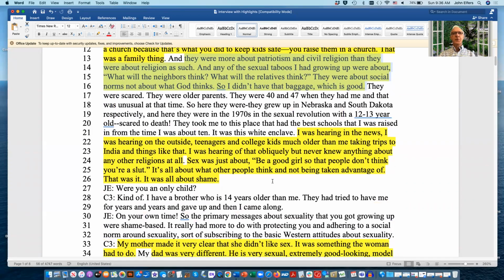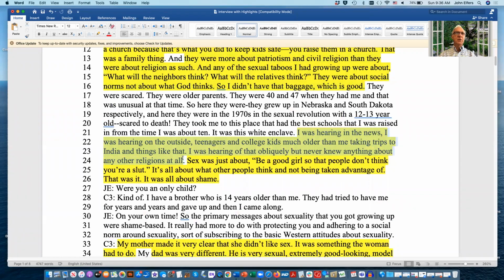So I go down further, I'm reading, and now here I identify another meaning unit. I was hearing in the news, I was hearing on the outside teenagers and college kids much older than me taking trips to India and things like that. So here's information coming from not the parents, but from the outside.